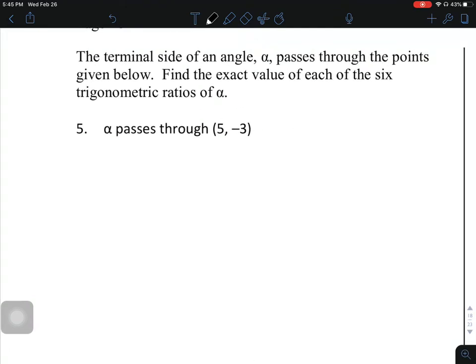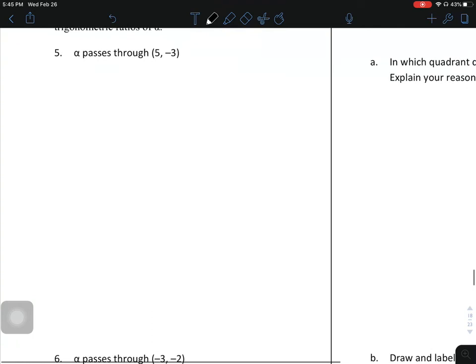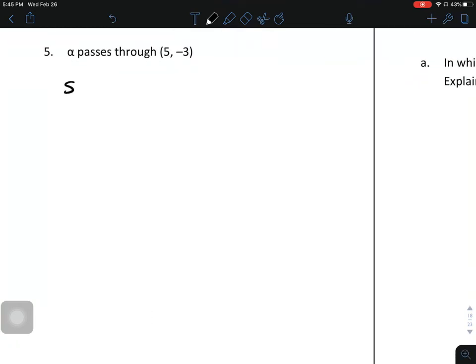The terminal side of an angle alpha passes through the point given below. Find the exact value of the 6 trig ratios of alpha. I'm going to draw this picture at the bottom and write the answers at the top. So I'm going to figure out what sine of alpha is, cosine of alpha, tangent of alpha, and then the reciprocal trig functions of those.